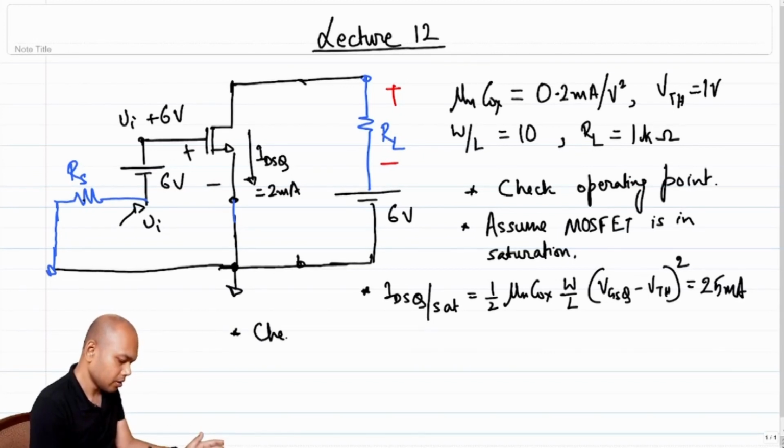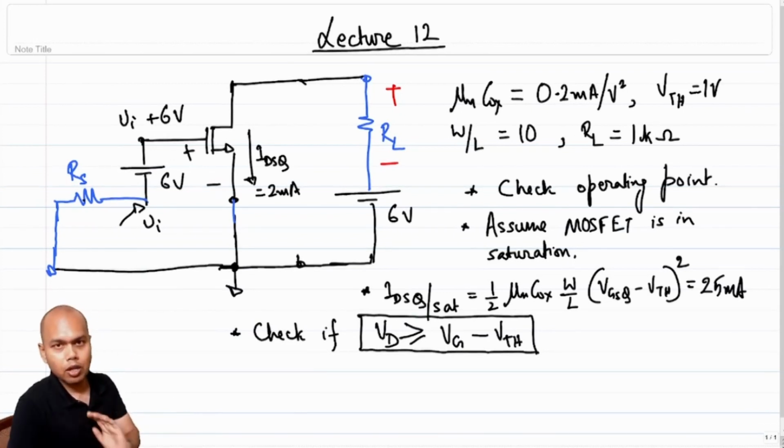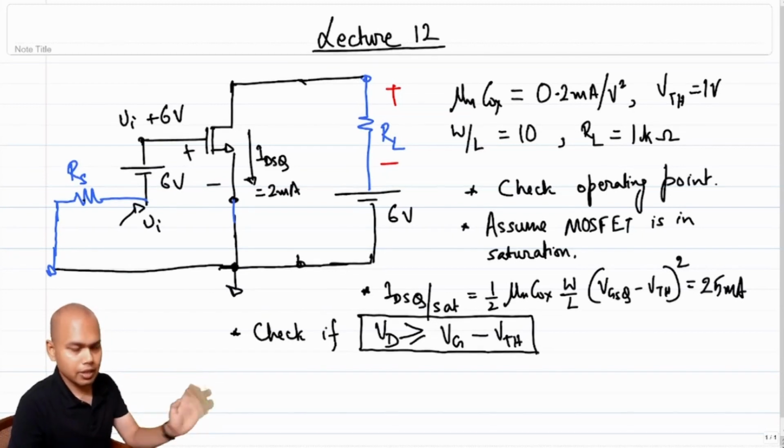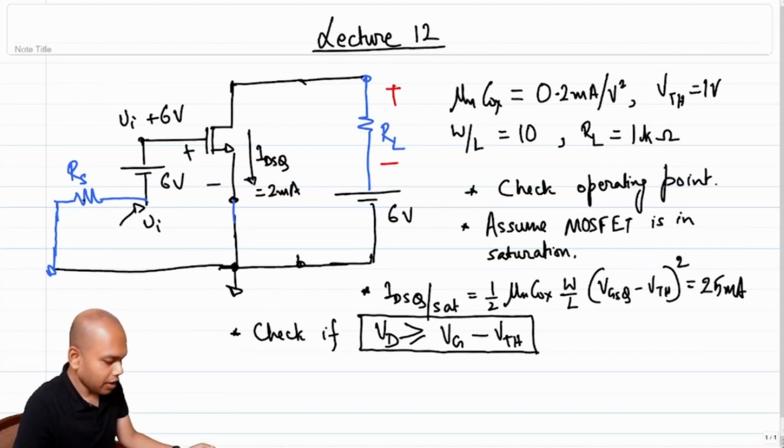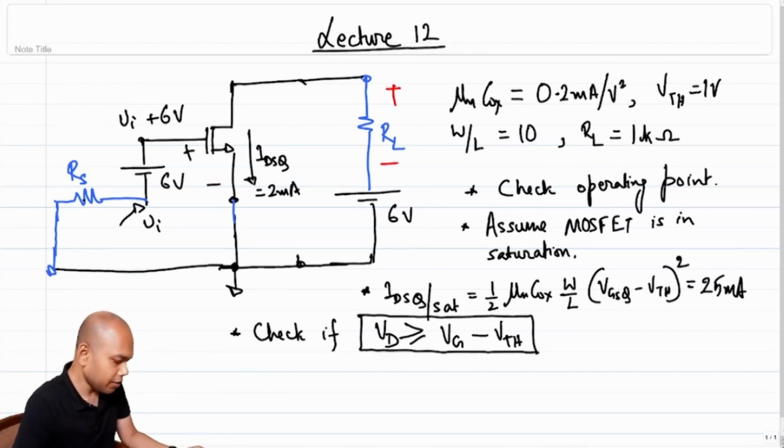So essentially we need to check if VD is greater than or equal to VG minus threshold voltage. Again, note that you need not bother about the source voltage, right? Source can be anything. In this case, it's trivial, because source is grounded. But you will see later on, we will have topologies where source is not grounded. When you are trying to figure out whether the transistor is actually in saturation or not, you need not bother about the source. You need to bother about the absolute drain voltage and the absolute gate voltage, and see if the condition of VD greater than or equal to VG minus threshold voltage holds or not. So let's see whether it holds or not.